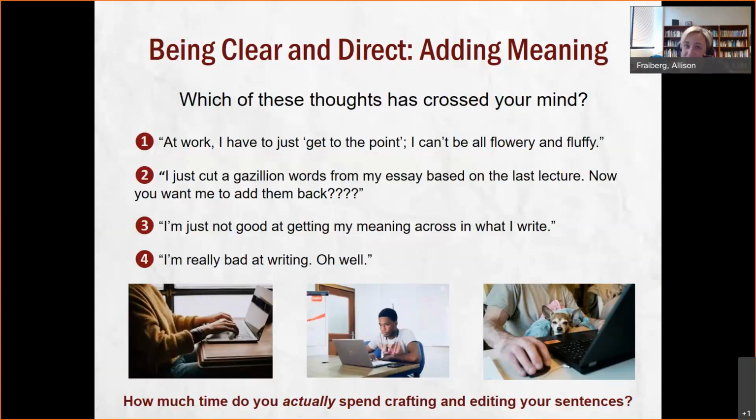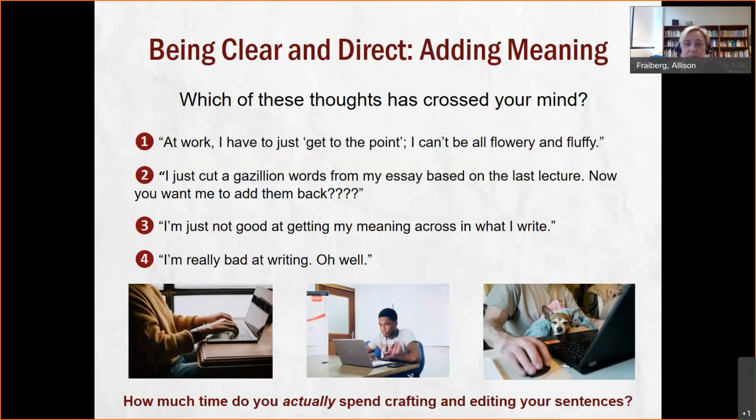Particularly number 2 here, right? Because I did just spend time teaching you how to cut meaningless words. What I want you to start adding back now, though, are words that are meaningful. Okay, so it's not just a matter of word count. It's a matter of what those words are doing. And I don't want you to be flowery and fluffy. Good writing is about being precise. That's what we're striving for.